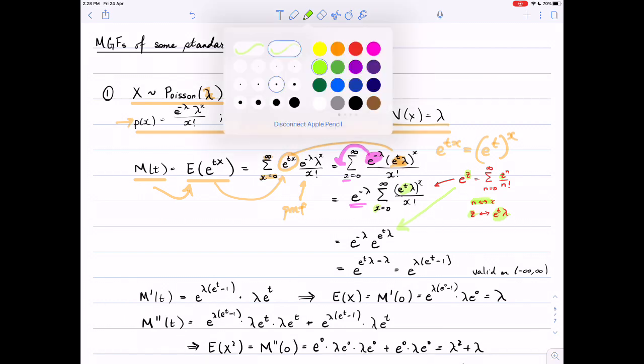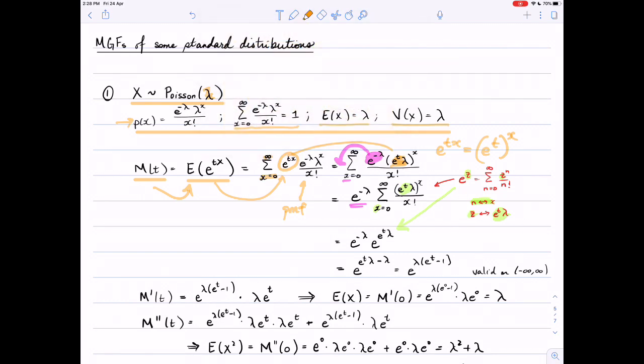Now, just using another law of exponents, like bases, we can add the exponents, and adding the exponents lets me factor out a lambda. And here is the moment generating function: e to the lambda times (e to the t minus 1). This function is finite on the entire real line, and so this is a valid moment generating function.